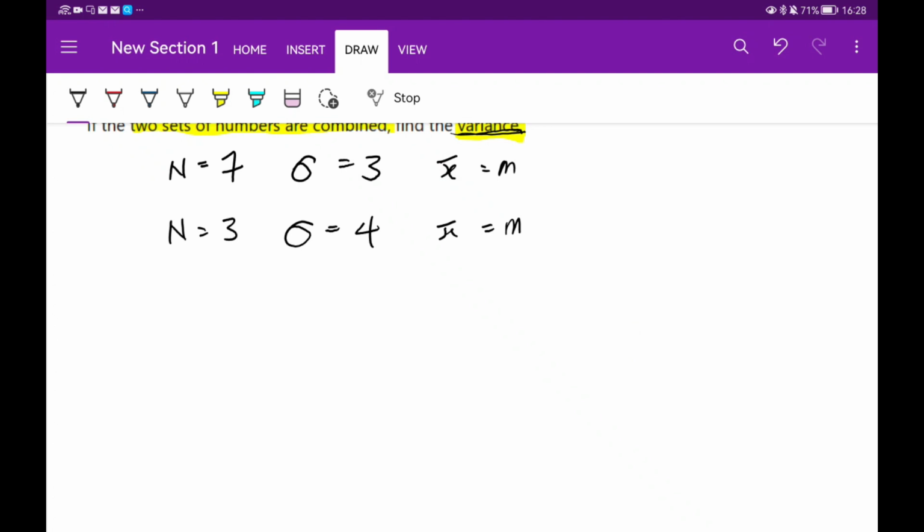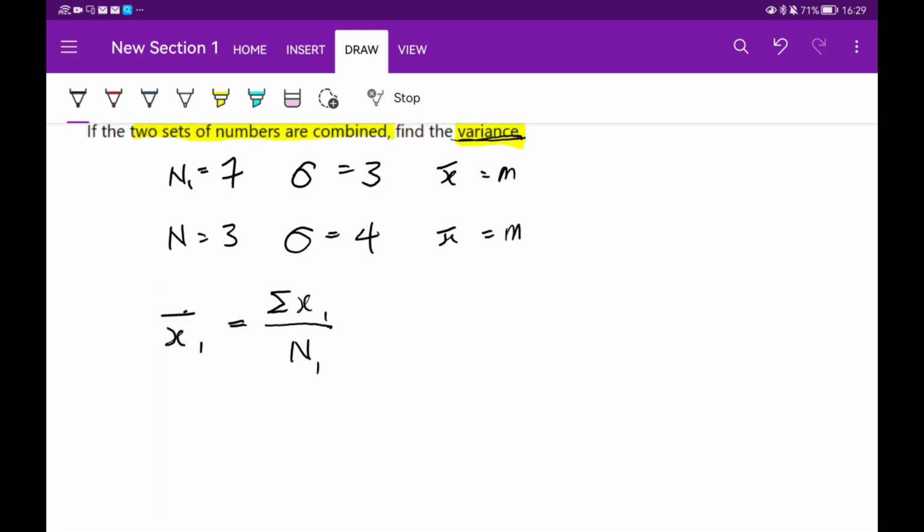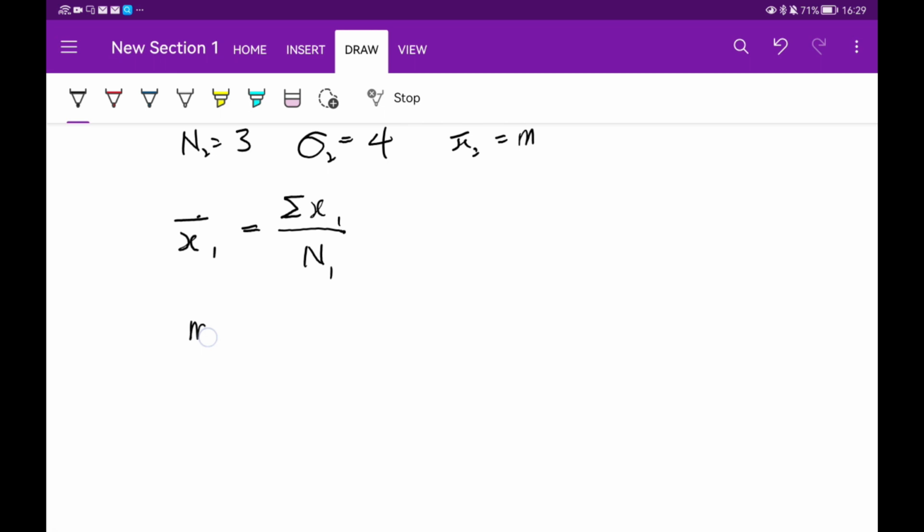Alright, so let's do this. We find the mean first. Mean 1 is the sum of x1 divided by n1. So if I write this n1, so mean 1 is m.